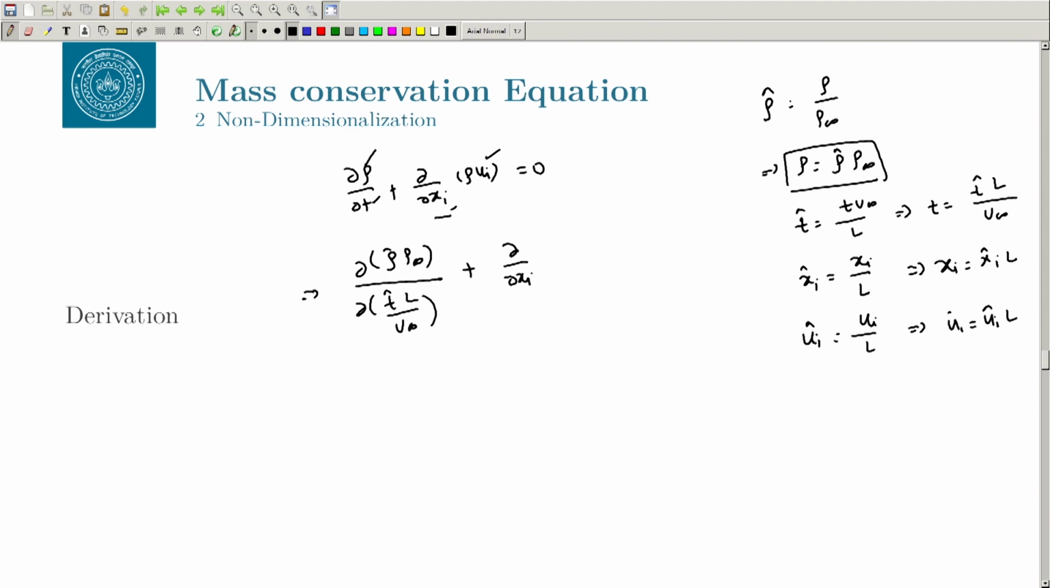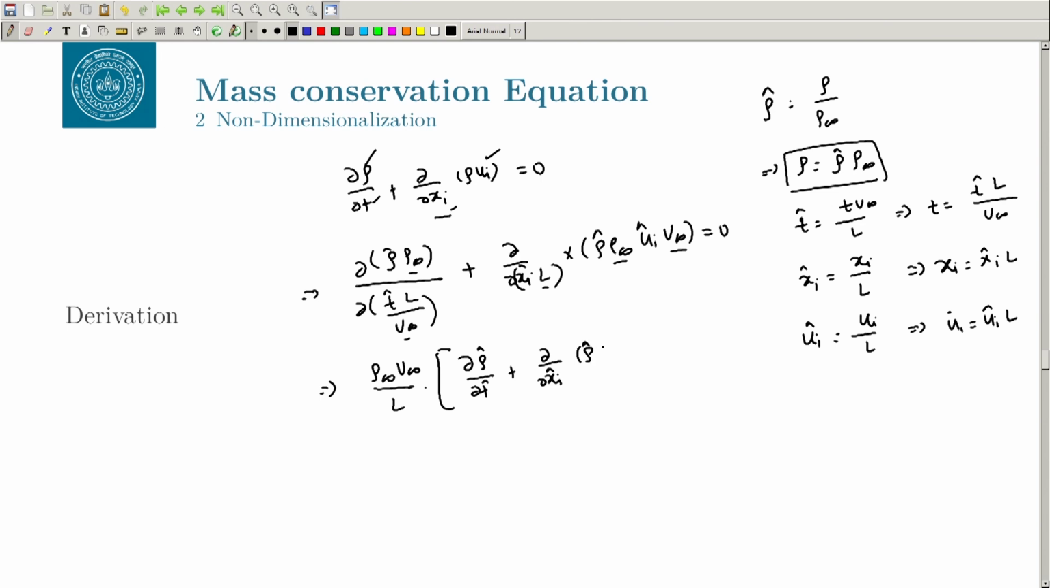Okay. So, this is ∂/∂x_i of x_i hat L, multiplied by rho hat rho infinity, u_i hat u infinity, equal to 0, right. Now, collect the terms together. So, we will have rho infinity u infinity by L, and here also rho infinity into L, and then it will become ∂rho hat/∂t hat plus ∂/∂x_i hat of (rho hat u_i hat) equal to 0, right.